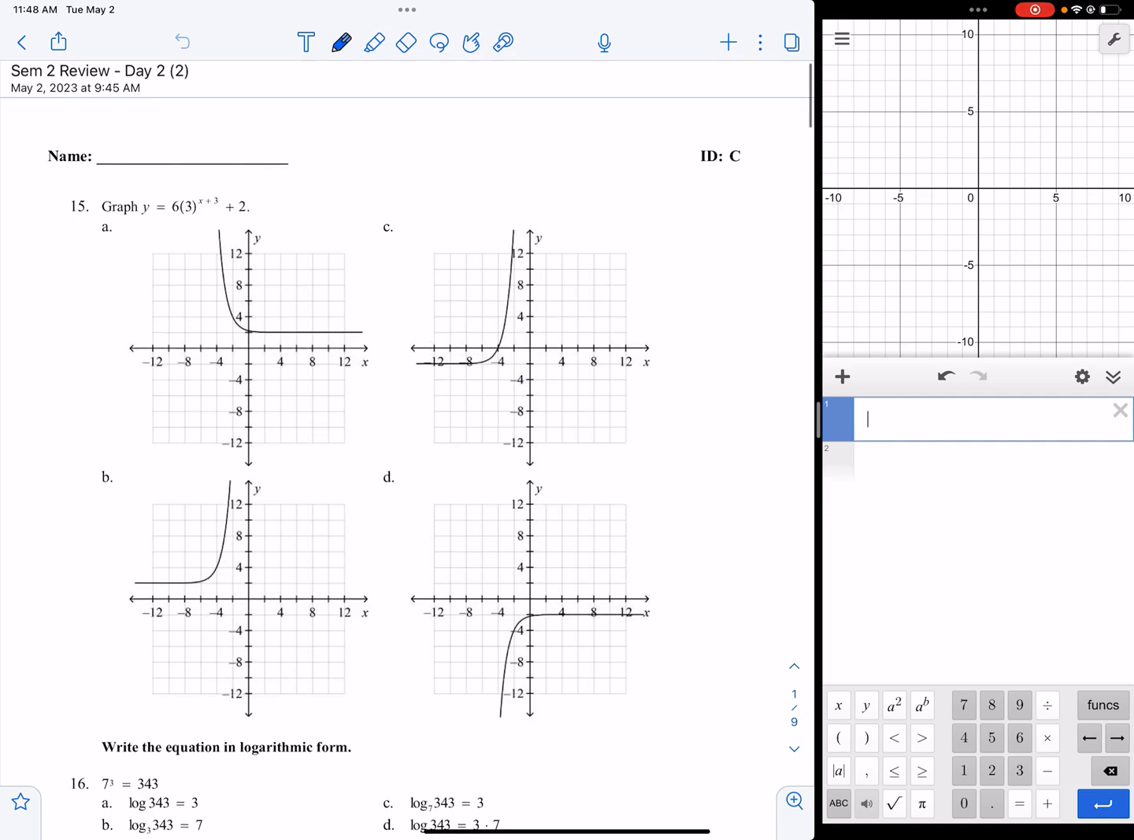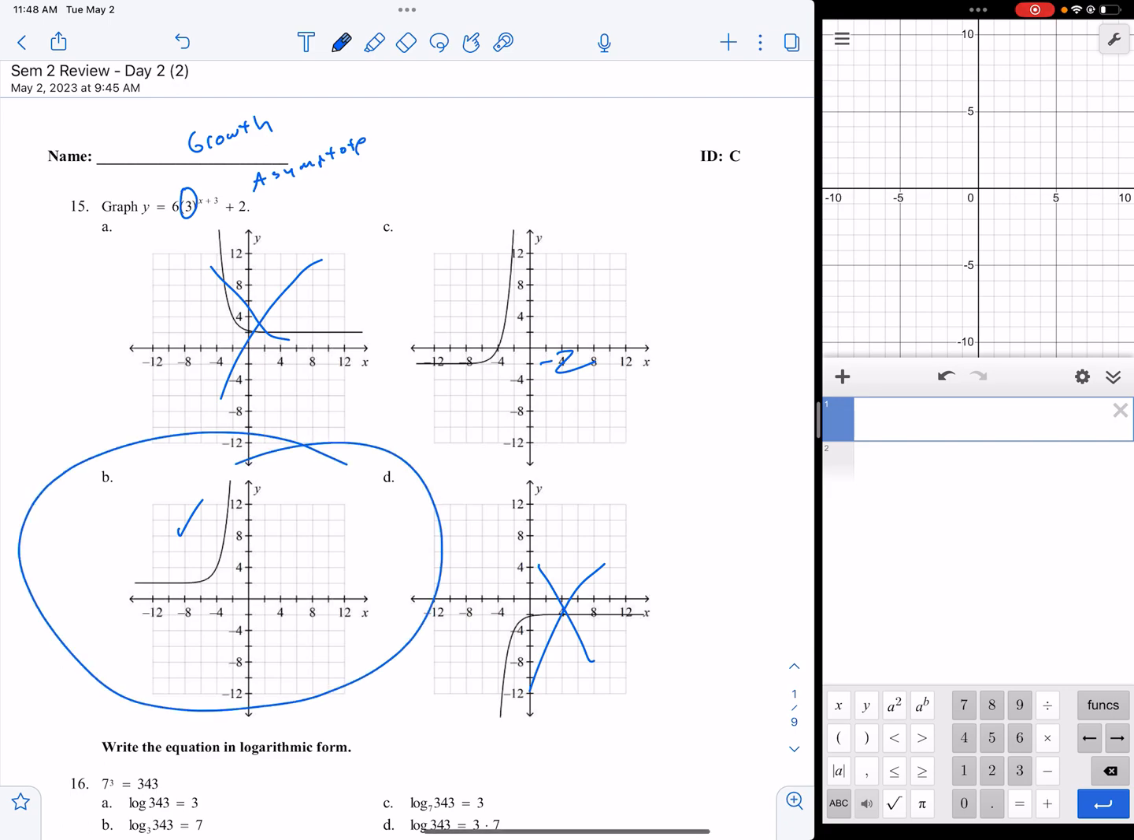Okay. Guys, this is a growth. Okay. This is a growth. The asymptote is at 2. Okay. So this is a decay. This is a growth. Okay. That's a nothing. All right. This is a growth, but this is at -2. Okay. So this is the only one that works.